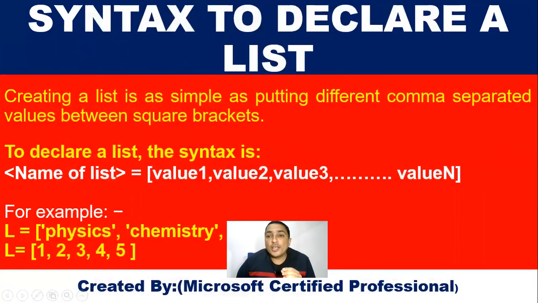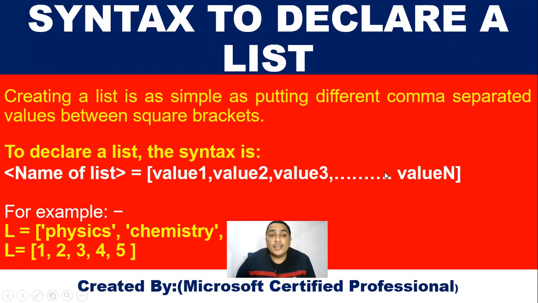Now, what is the syntax to declare a list in Python? To declare a list in Python, we use the following syntax. Name of list equal to square braces value 1 comma value 2 comma value 3 comma square braces close.